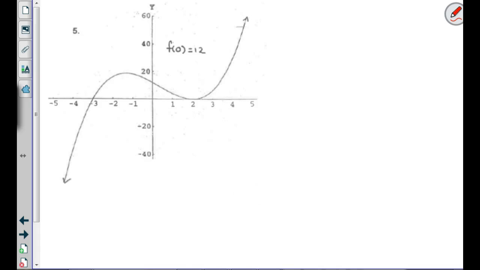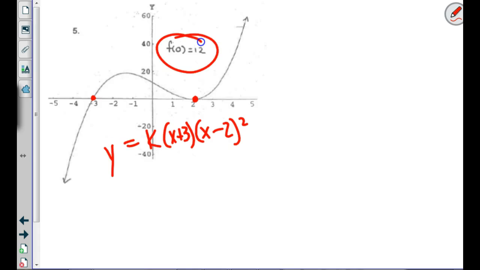This one, remember, it's going to have a bounce here. So you're going to have an x what? Okay, x minus 2 squared. And over here, if this is at -3, you'll have x plus 3, and now you need to find k by plugging in this point. Okay, that wasn't so bad, right?